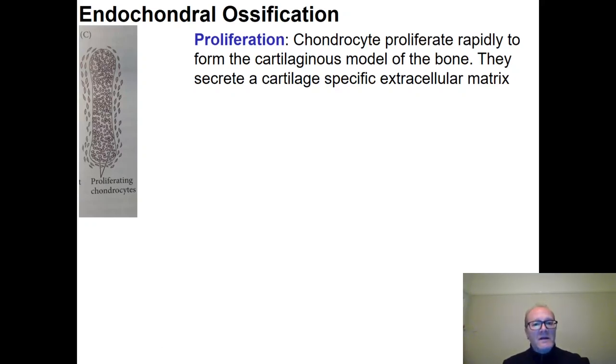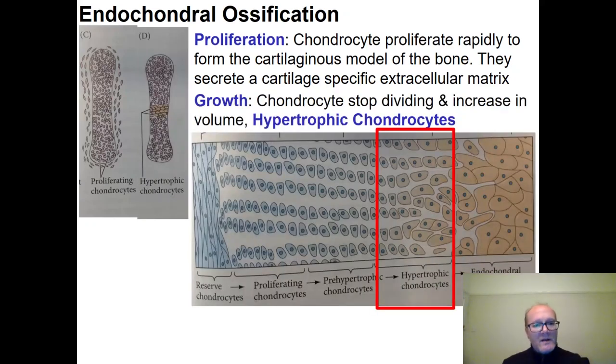In fact, these chondrocytes, during proliferation, also produce extracellular matrix that is cartilage specific. So it is a cartilage specific extracellular matrix. Soon after that, we have what is called a hypertrophic step.